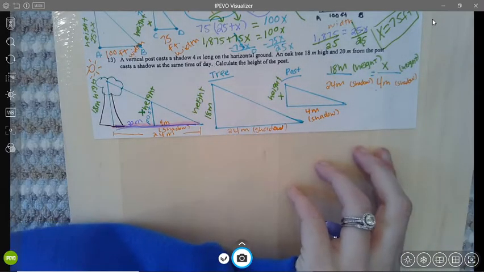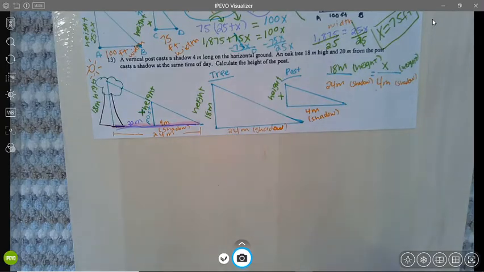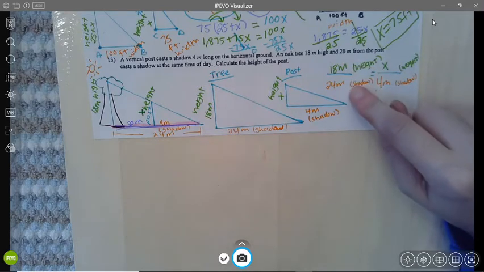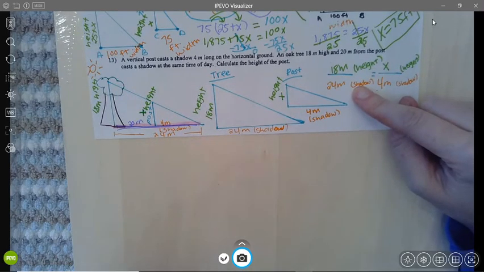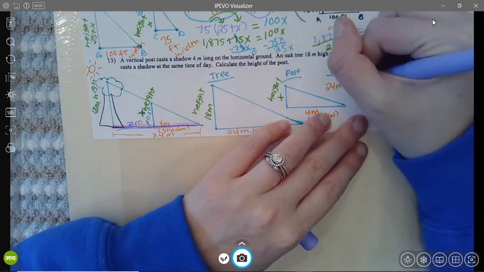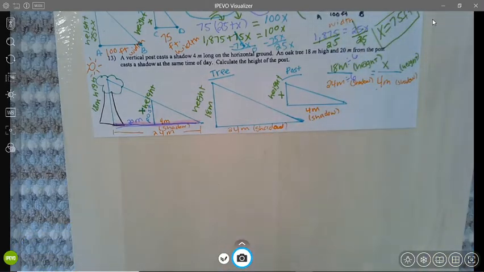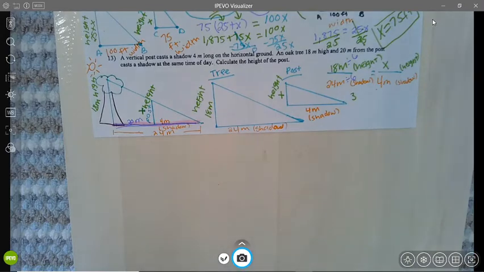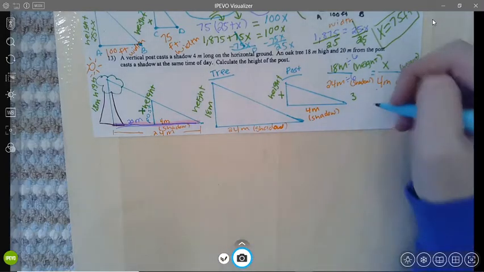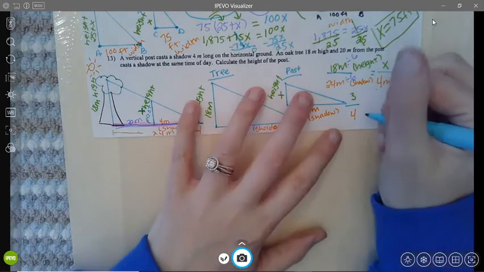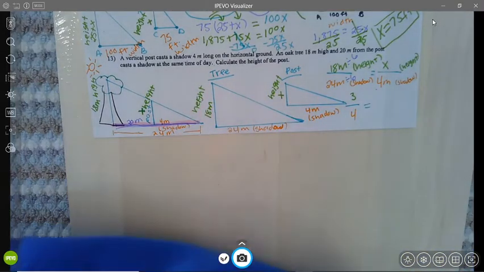Okay, and again, if you can reduce down your fractions, that would be very helpful. Do you guys know a number that will divide into 18 and 24? Absolutely, you guys, it would be 6. So I can divide 6 into each of these. 18 divided by 6 is 3, and then 24 divided by 6 is 4. So it'll be 3 over 4 equals X over 4.